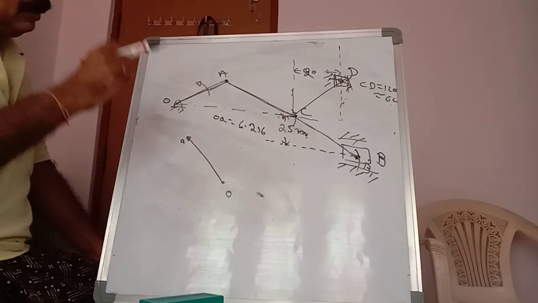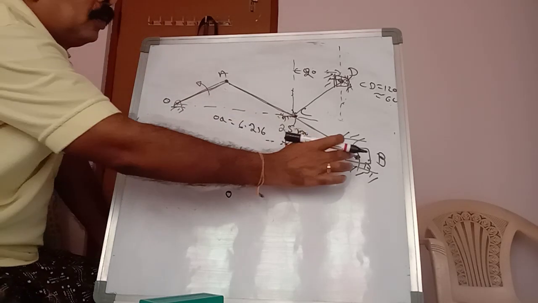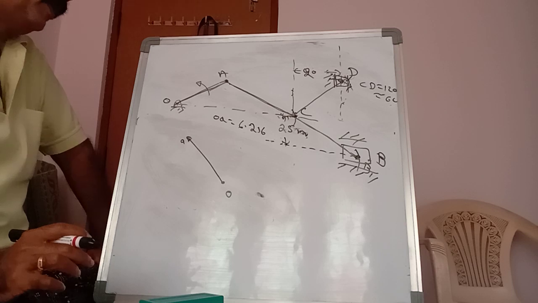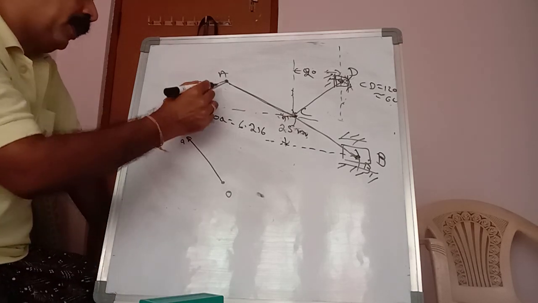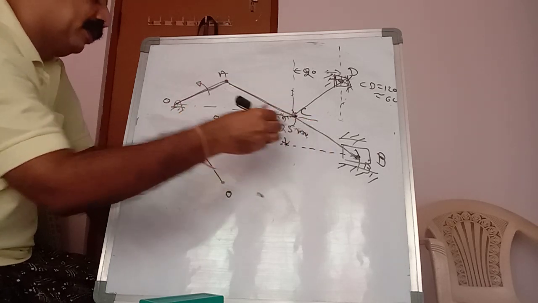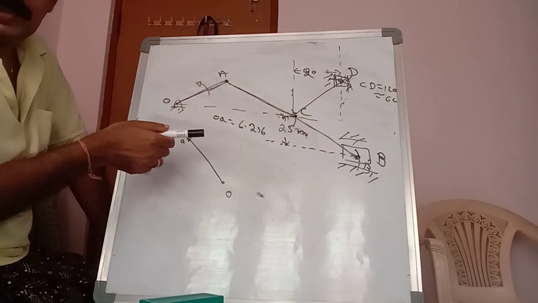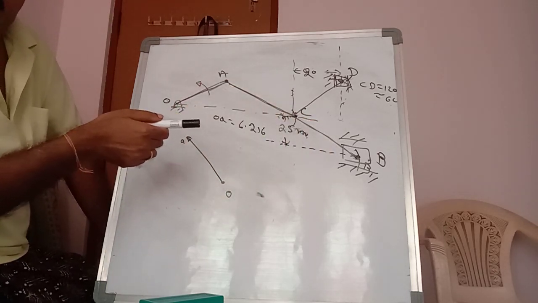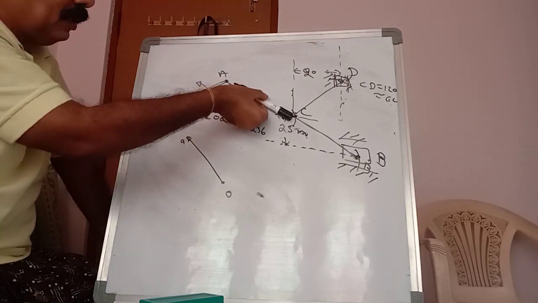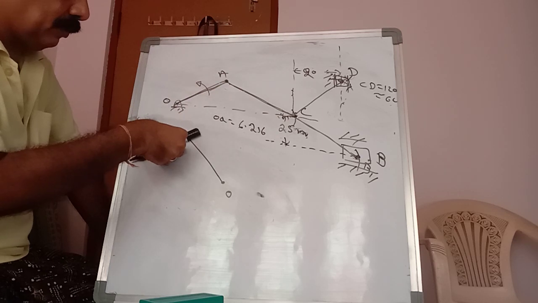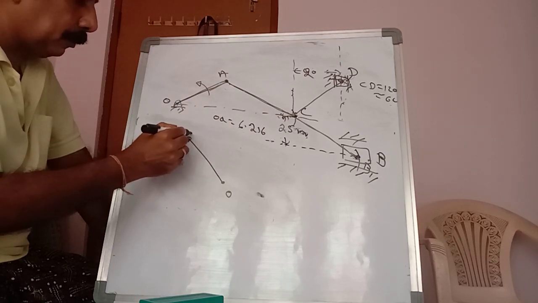Okay. Now after getting the point a, we have to find out the point b. So how to find the point b? From a, draw a line perpendicular to AB. Perpendicular to AB means this one. I will draw a line like this.